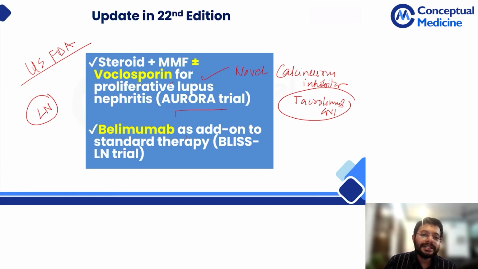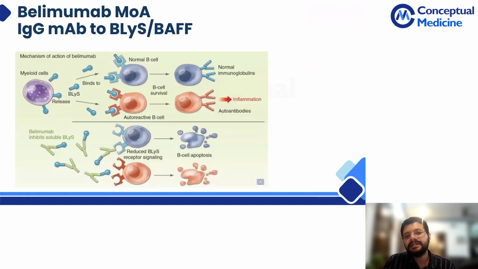And the other one is Belimumab. It ends with MAB, so it is a monoclonal antibody which can be added as an add-on to the standard therapy. This was studied in something called the Bliss trial, the Bliss-LN trial. So these are the updates that I saw in the 22nd edition.